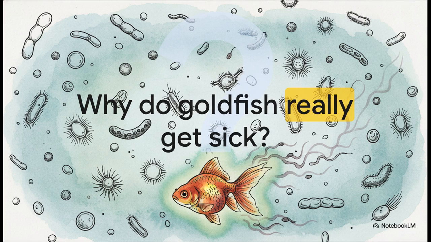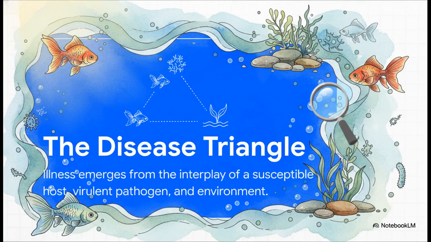To really get this, we need to look under the hood of aquatic health. And that brings us to our main framework today, the disease triangle. Think of this epidemiological framework as our ultimate medical detective toolkit. It tells us that clinical illness is an emergent property. It only happens when you have the complex, simultaneous interplay of three very specific things: a susceptible host, a virulent pathogen, and a permissive environment. If you break just one of those legs, the disease simply cannot manifest.